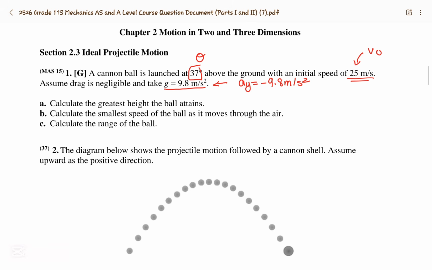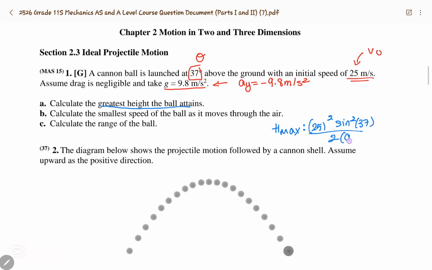What does it say in part A? In part A, it says calculate the greatest height the ball attains. When they say greatest height, they are referring to H max. So H max, its equation was V0 squared sine squared theta over 2g. So we basically just need to substitute. V0 is 25. So 25 squared sine squared theta, and the theta in this case was 37 degrees.